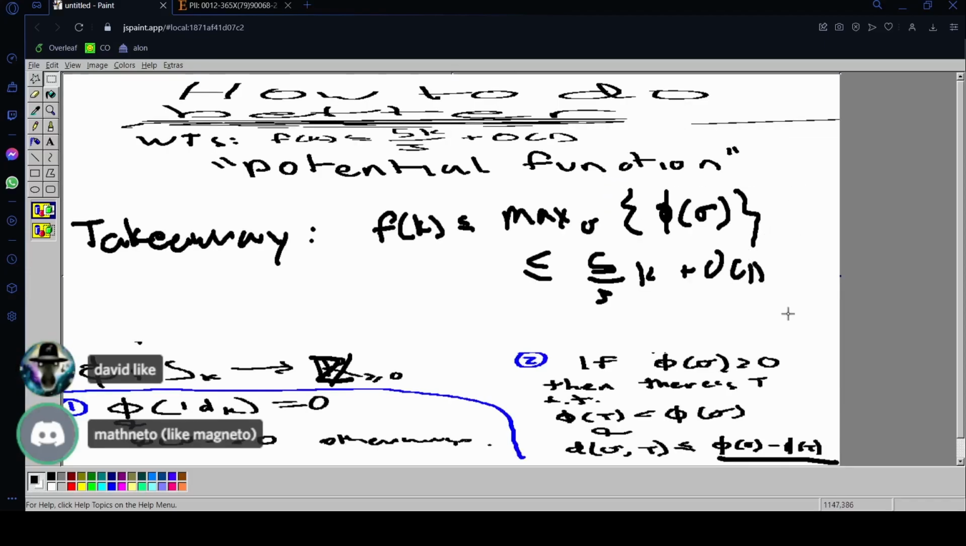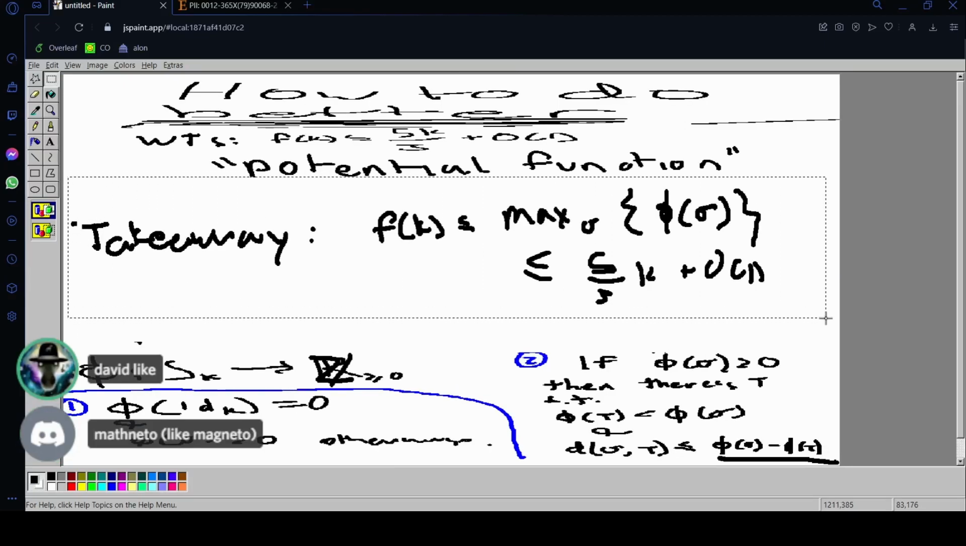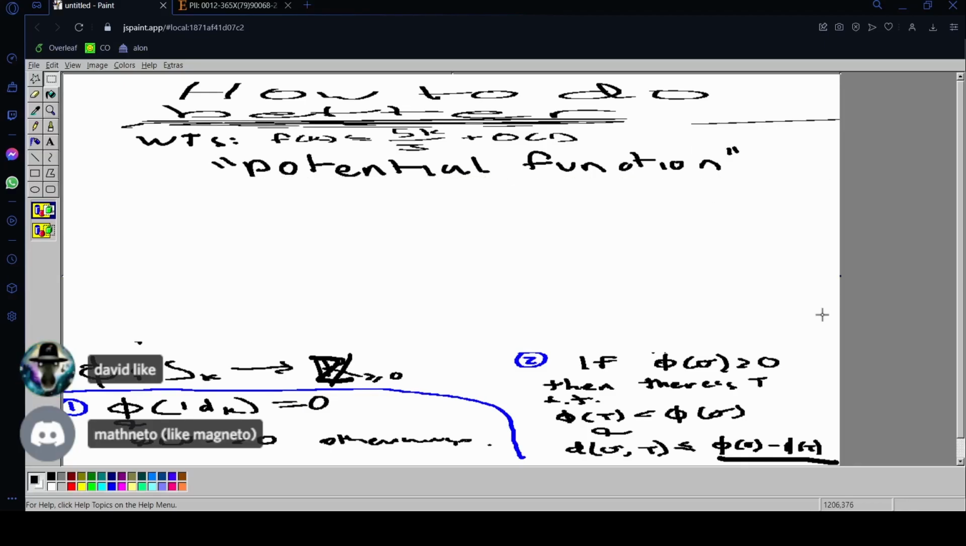Or actually, maybe I shouldn't get rid of these rules so fast, because maybe they're useful to still consult. Yeah, just quickly squeeze these down. No, I'll get rid of the takeaway for now.